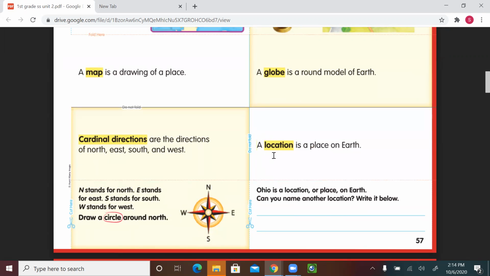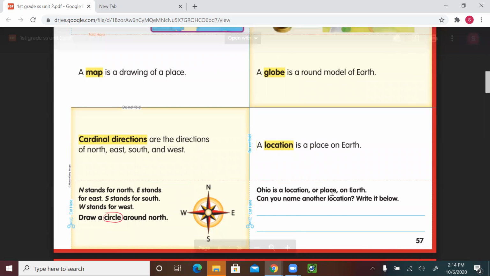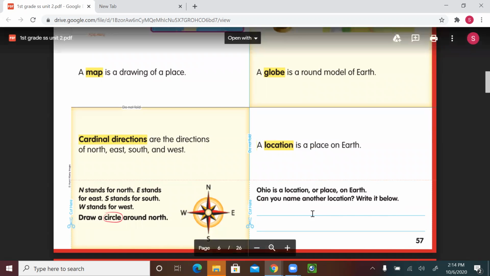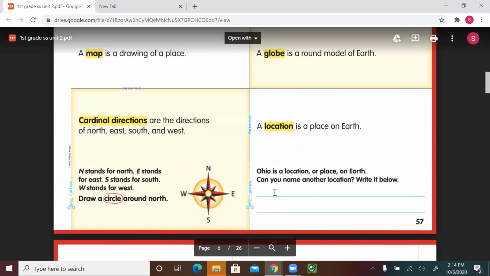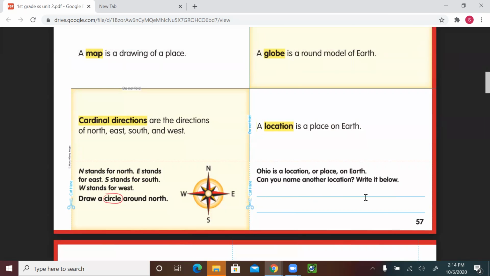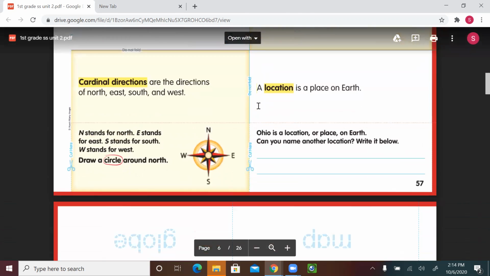And then the last one is a location. A location is a place on Earth. So Ohio is a location or place on Earth. Can you name another location? Write it below. So when you look at your globe, you can name any location. You can put it here. And then, as you see, you follow the directions for cutting or folding, and you do this activity.